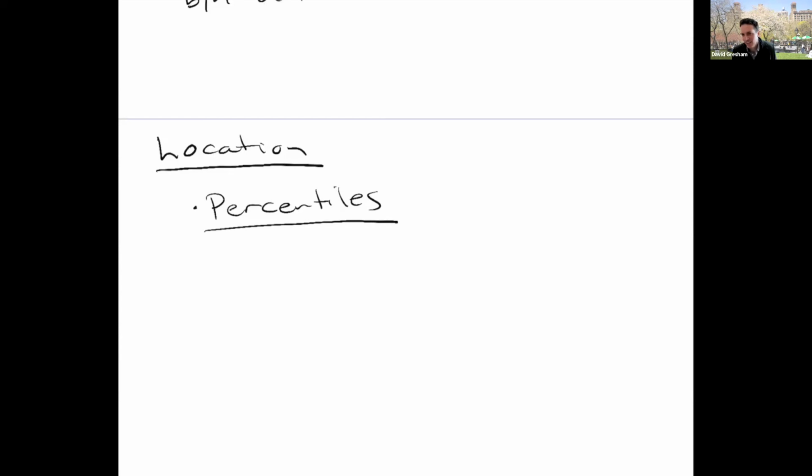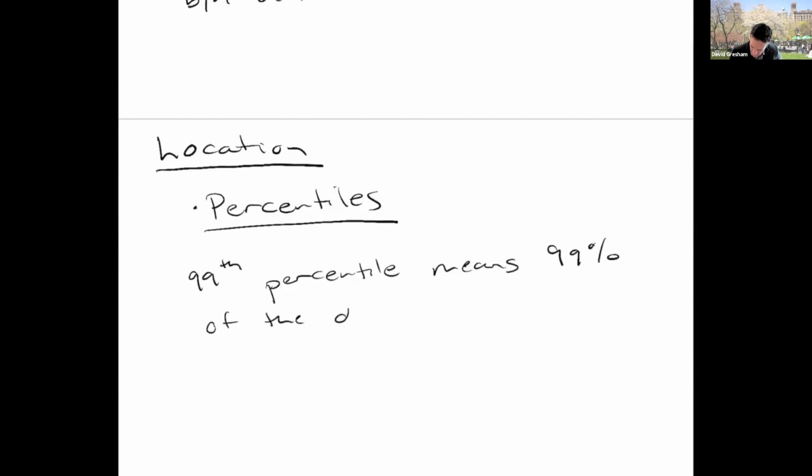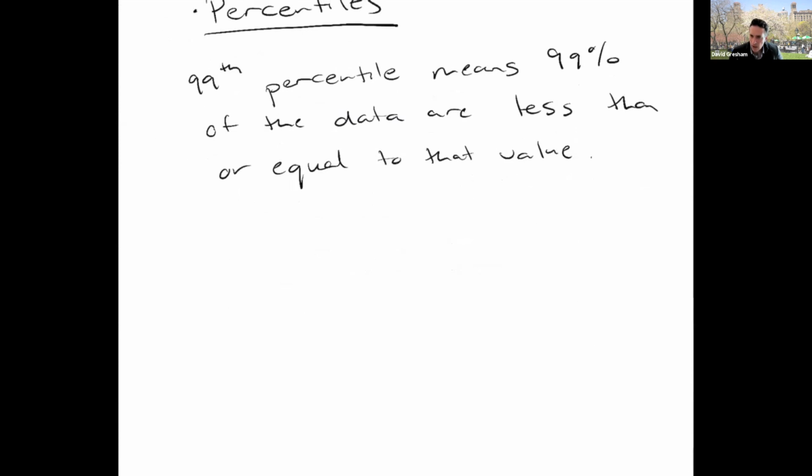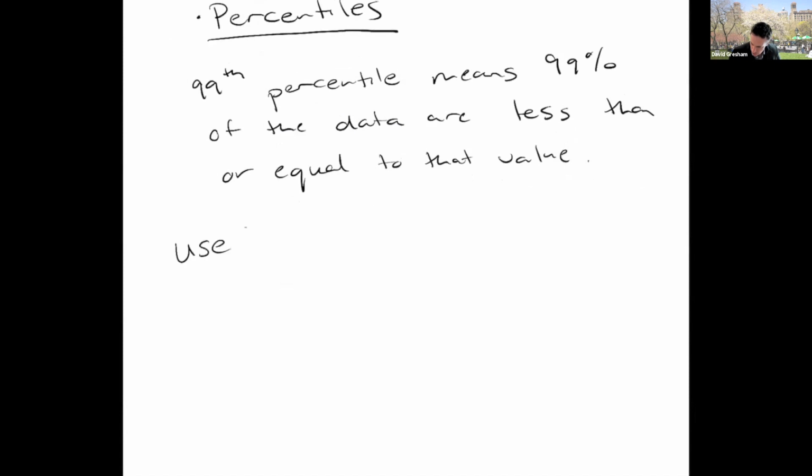What does that mean? Does that mean that 99% of people did better than you or worse than you? Worse, right. So the 99th percentile means 99% of the data are less than or equal to that value. And 1% are better, okay? The reason I want to introduce this is because this is useful in a type of plotting that we'll look at.